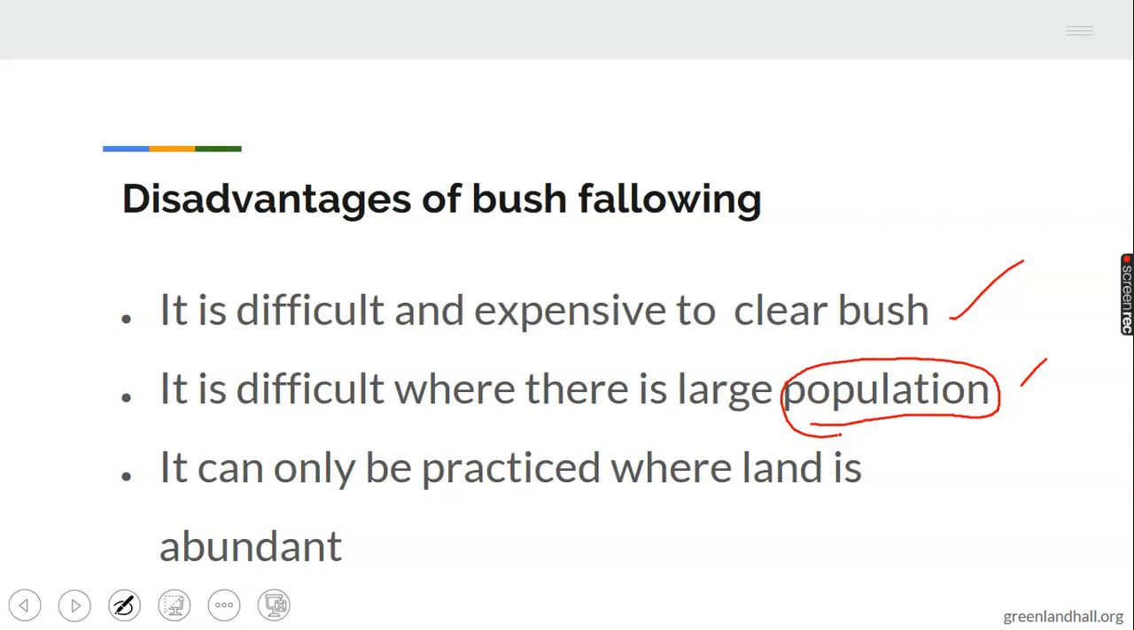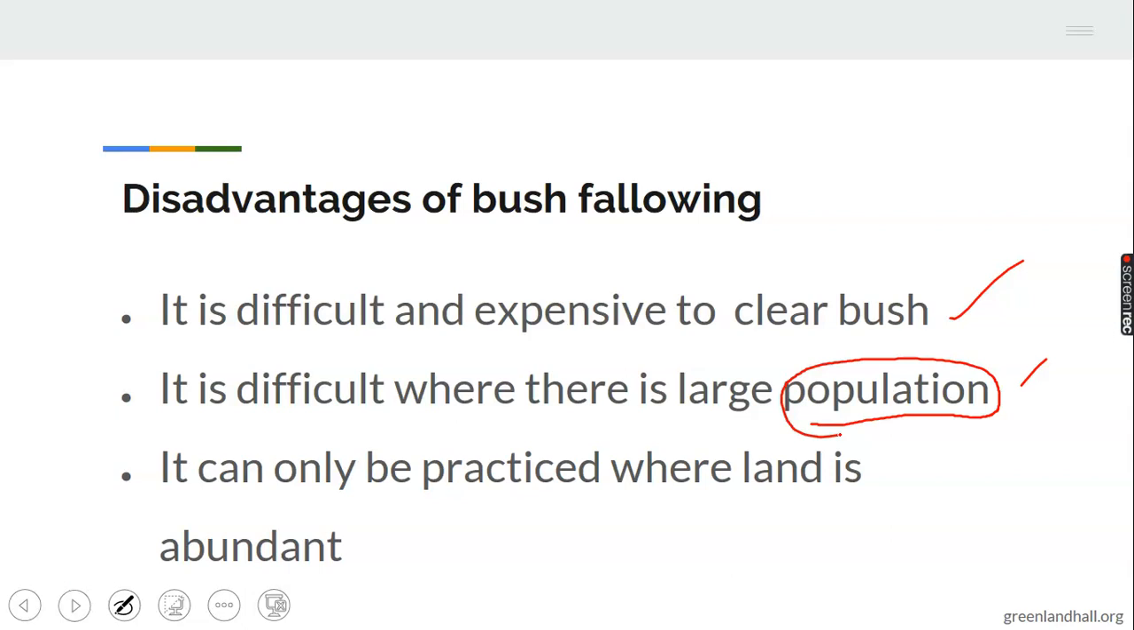Where there is a large population, the land might not be enough for the farmer to move from one place to another because the land will be fragmented. It will be shared among the members of the family, or if it's communally owned. Remember the land tenure system, where you have communal and individual. When the land is owned by the community, then the land will be fragmented and shared among the community members. So the farmer might not be able to move from one land to another. So shifting cultivation and bush fallowing is usually difficult to practice where there is a large population.